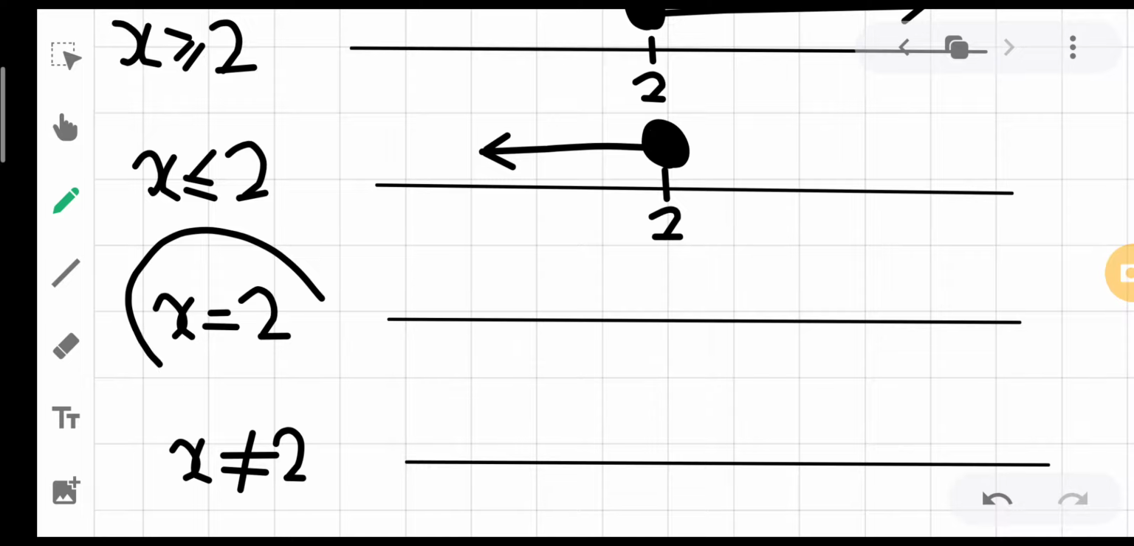If you are solving a situation that is x is equals to 2, it means the value of x will be 2 only, and this 2 is included. So obviously you are making a circle right at 2 and this circle must be shaded.